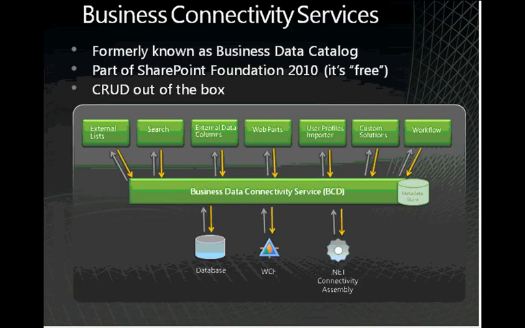So business connectivity services, what it is actually, is the business data catalog on steroids. You can connect to backend systems like databases, Windows Communication Foundation web services, or any .NET connectivity assembly you create yourself. The business data connectivity service is the layer between your external lists, for example, and your backends. Very important is that it's part of SharePoint Foundation. It comes with your OS, and you have create, update, and delete right out of the box.